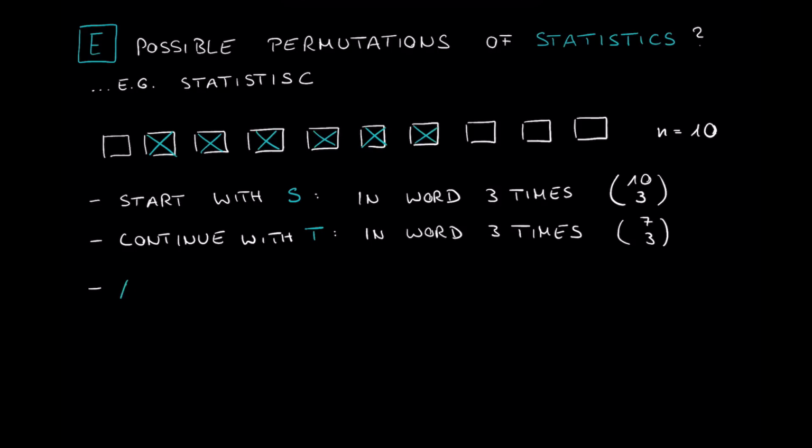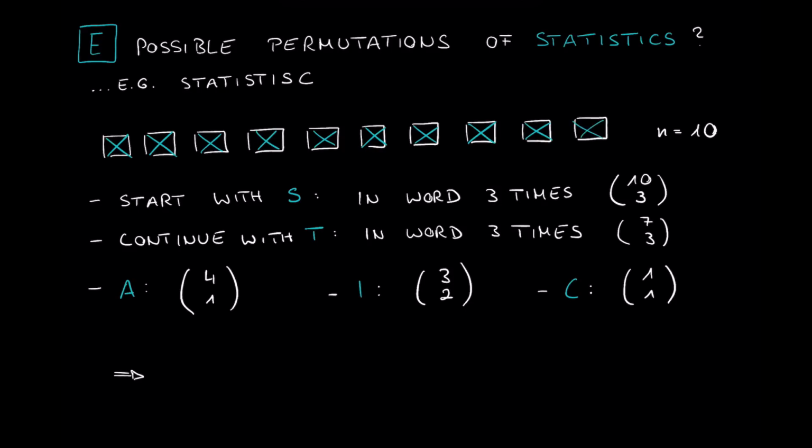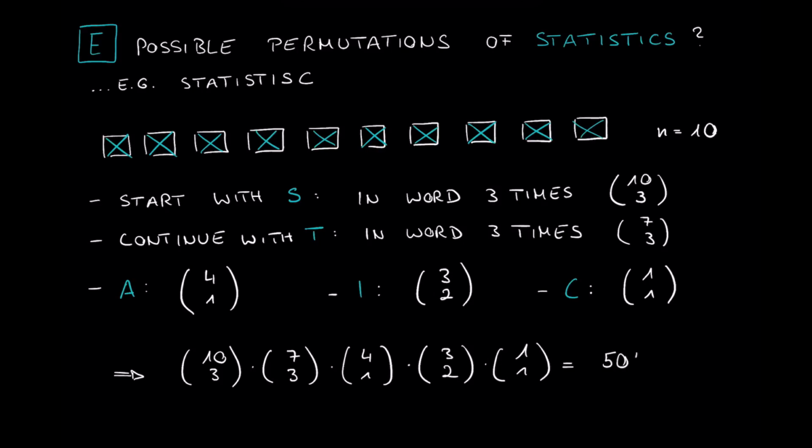The same procedure can be done for the letter A, always removing the already filled boxes and considering how many letters are present in the original word. We will also repeat it for I and finally for C. By utilizing the multiplication rule, we can simply multiply all the different combinations and get our final result.